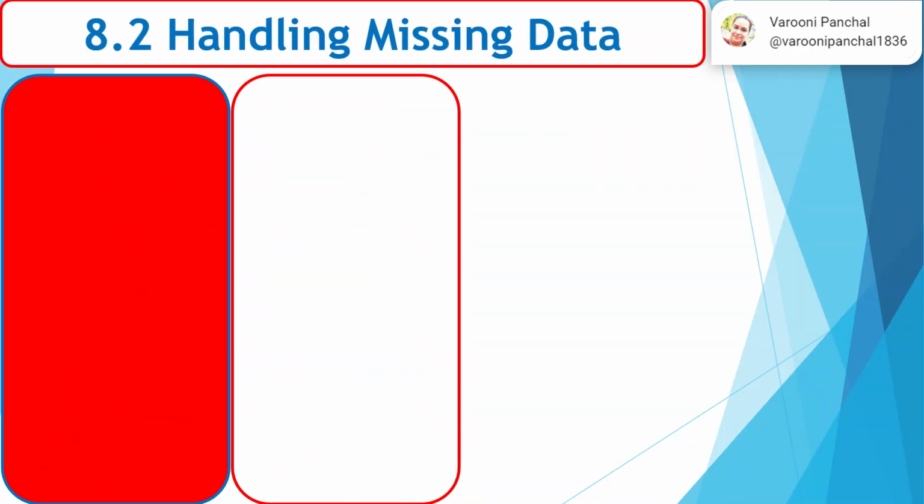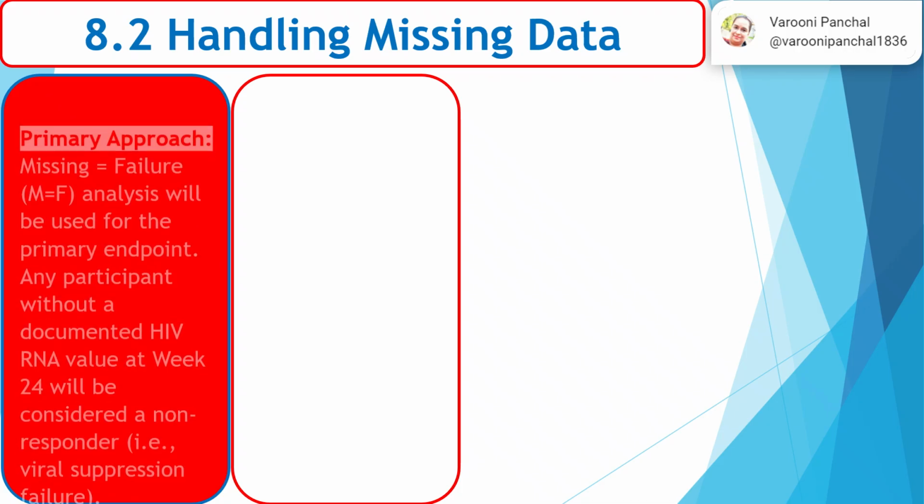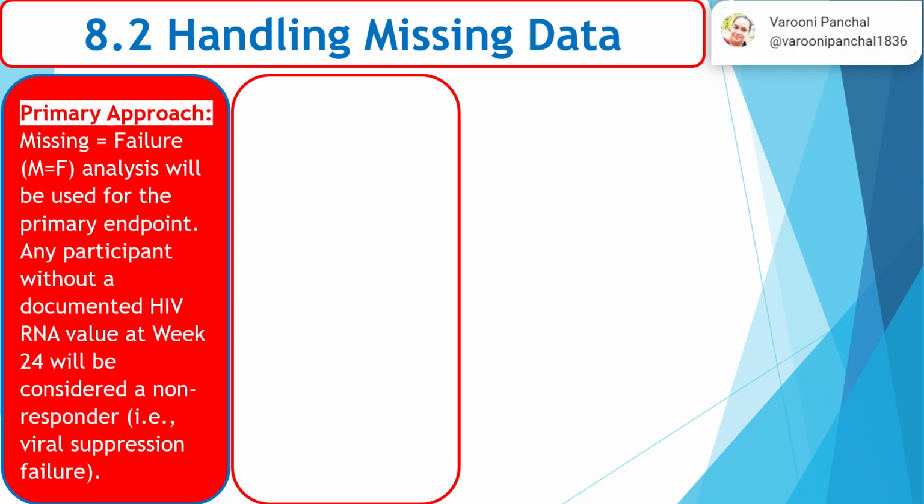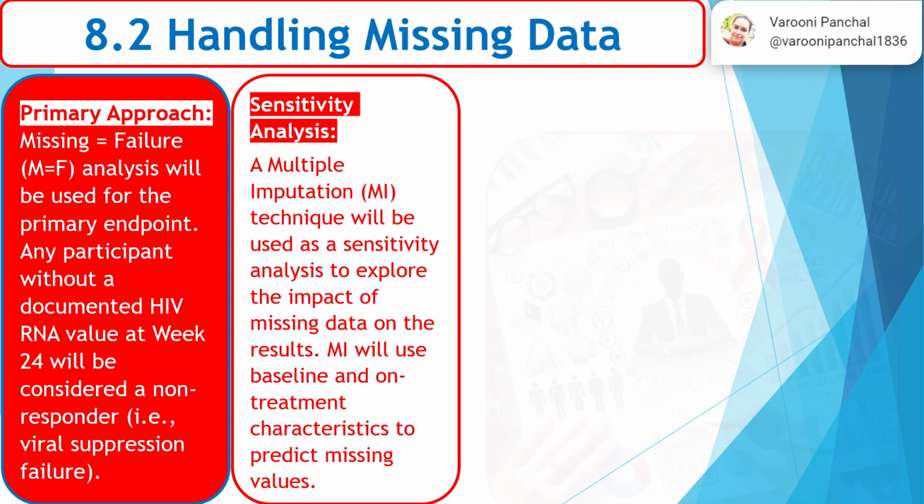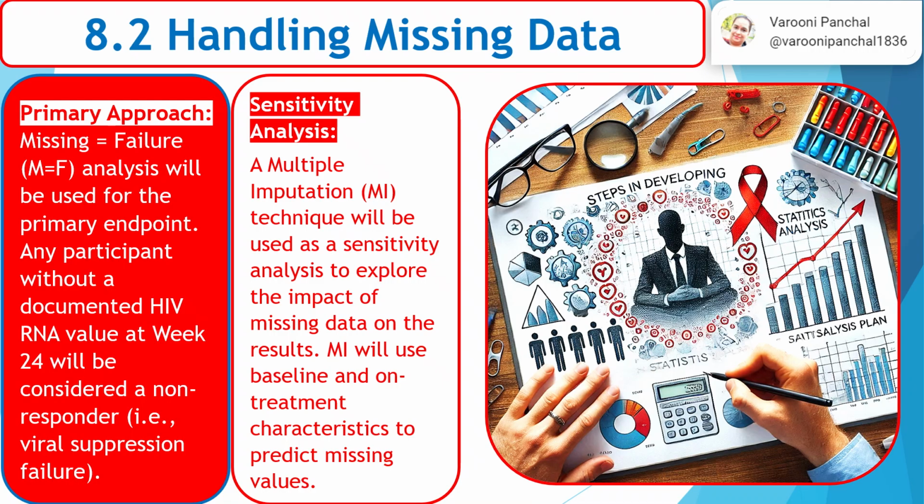8.2 Handling missing data. Primary approach. Missing equals failure, M=F, analysis will be used for the primary endpoint. Any participant without a documented HIV RNA value at week 24 will be considered a non-responder, i.e., viral suppression failure. Sensitivity analysis. A multiple imputation technique will be used as a sensitivity analysis to explore the impact of missing data on the results. MI will use baseline and on-treatment characteristics to predict missing values.